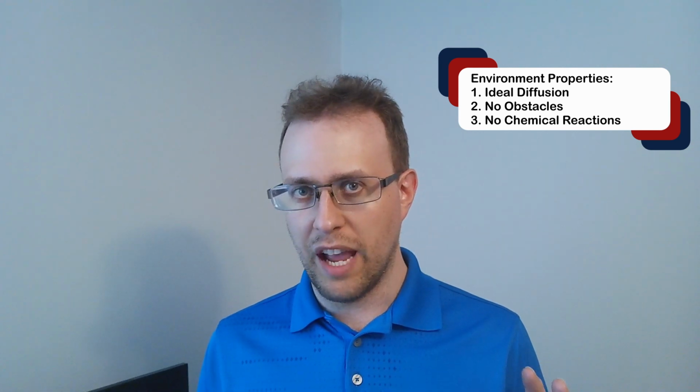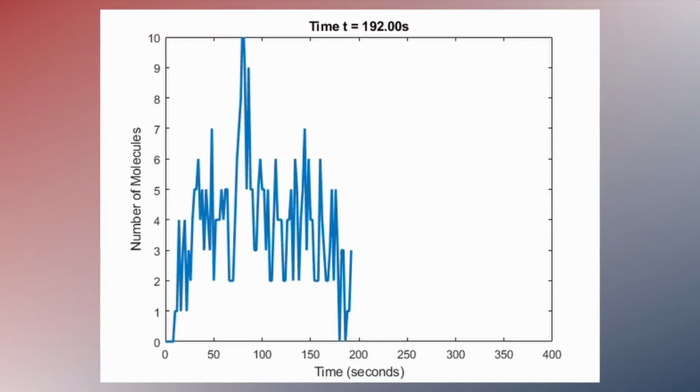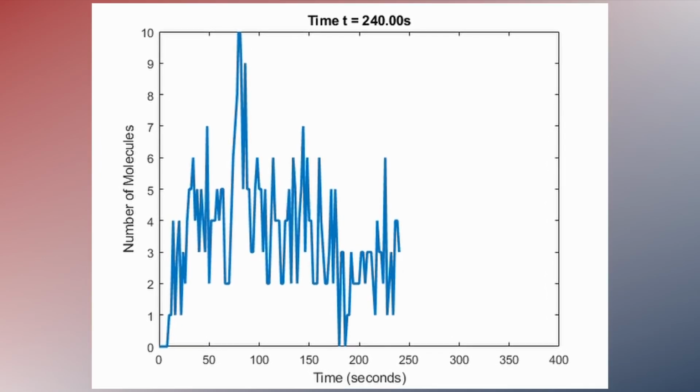The transmitter and receiver are placed in an ideal diffusion environment with no obstacles and no chemical reactions. This means that the released molecules for binary 1 will randomly spread away from the transmitter according to fixed laws of diffusion. Some of these molecules will enter into the space that is watched by the receiver.